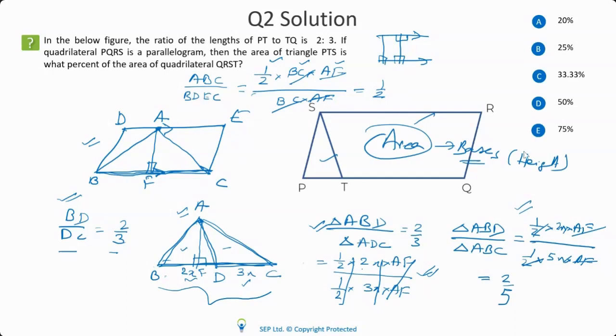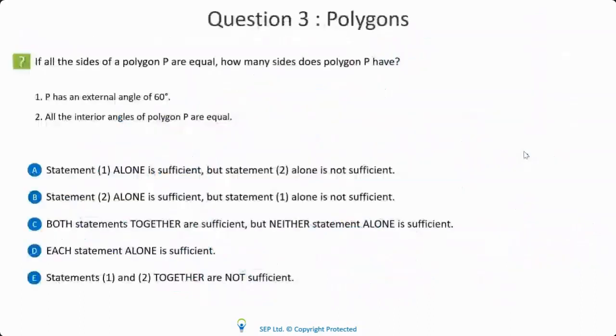Okay, so I think it's clear to everyone. So let's move on to the third question. Here's the third one. And now we are slowly moving from quadrilaterals to polygons. So let me bring up the poll.